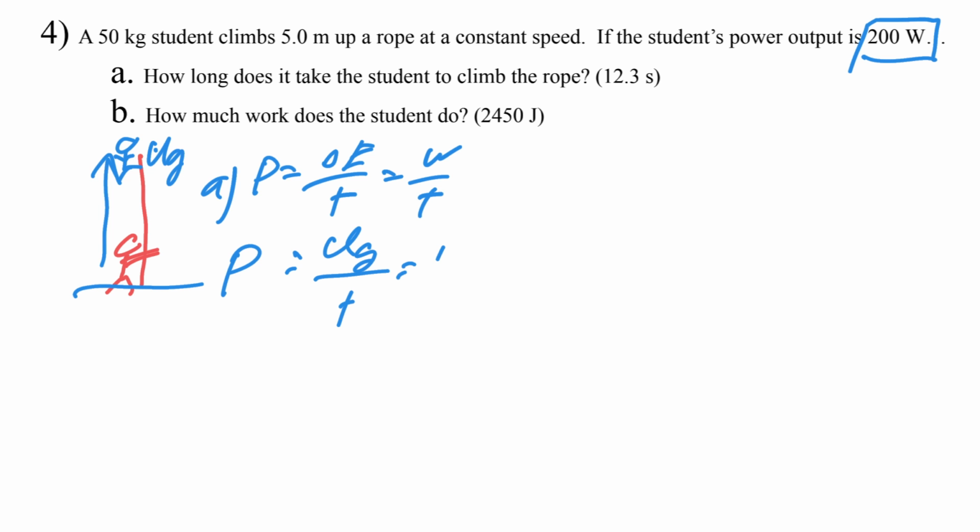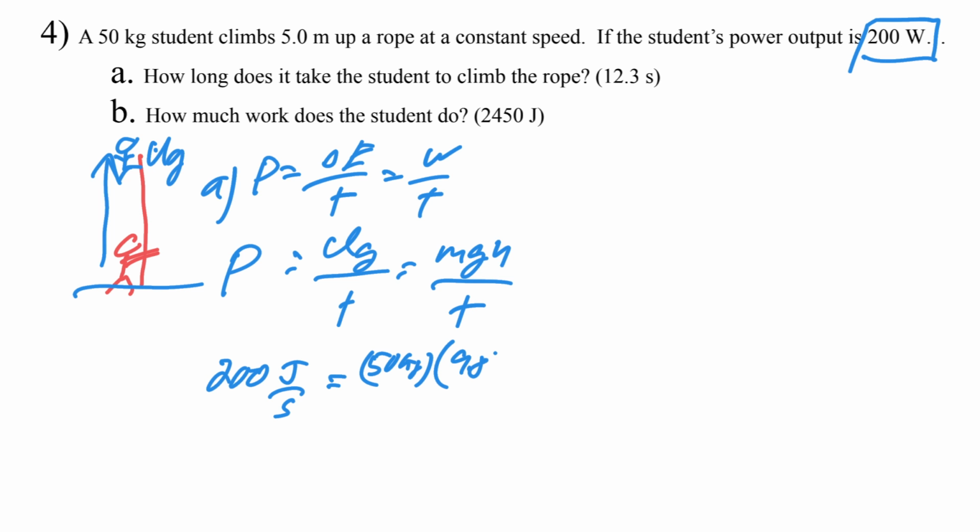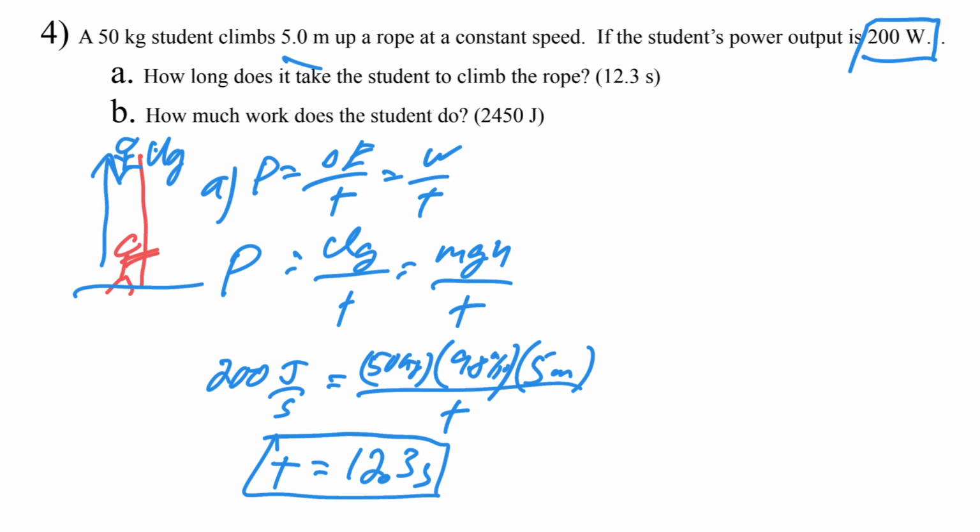So that would be mgh over t equals power. So we got 200, I'm going to write it as joules per second, just a little bit more conceptual. So we're going to go 50 kilograms times 9.8 times, how high did they go? 5 meters over t. All right, do some algebra, and we get 12.3 seconds. That's how long it would take them to go up.